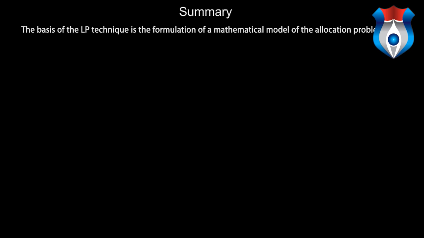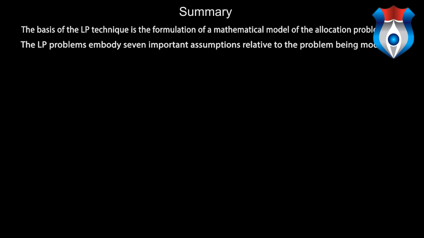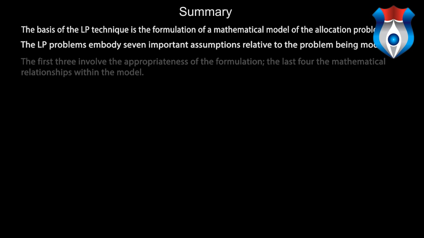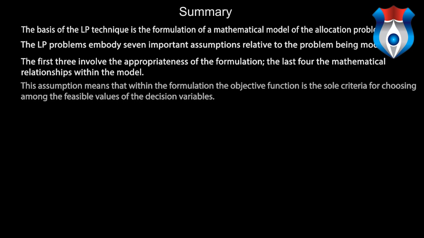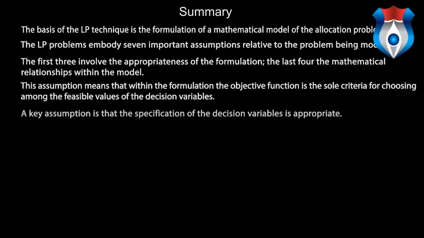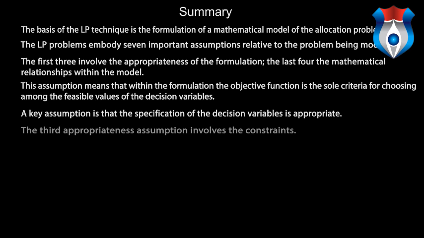The basis of the LP technique is the formulation of a mathematical model of the allocation problem. The LP problems embody 7 important assumptions relative to the problem being modeled. The first 3 involve the appropriateness of the formulation. The last 4 involve the mathematical relationships within the model. This assumption means that within the formulation, the objective function is the sole criterion for choosing among the feasible values of the decision variables. A key assumption is that the specification of the decision variables is appropriate.